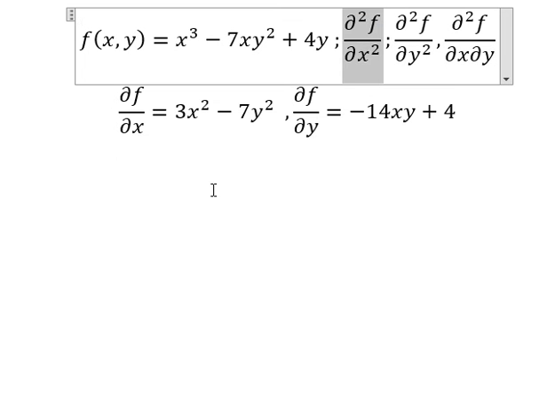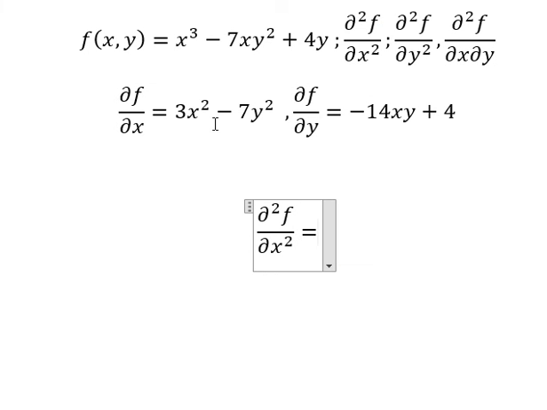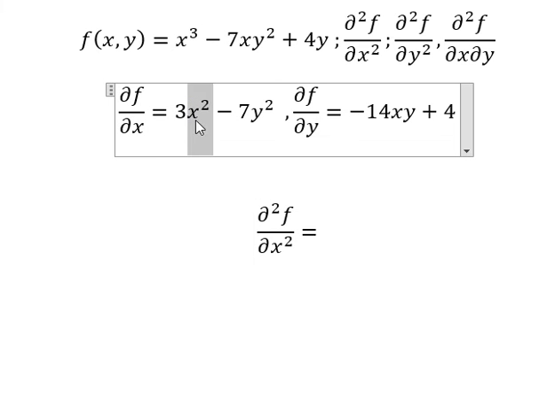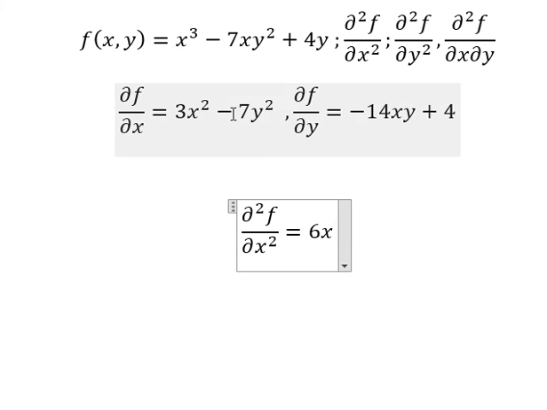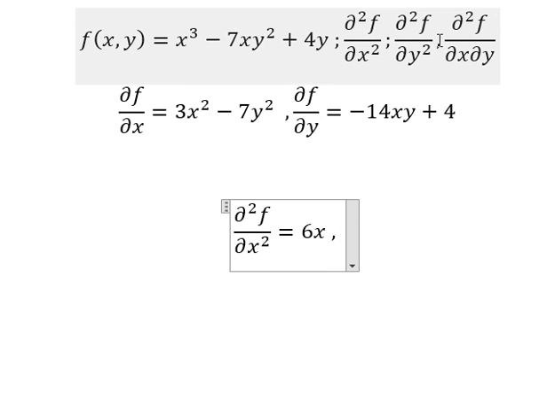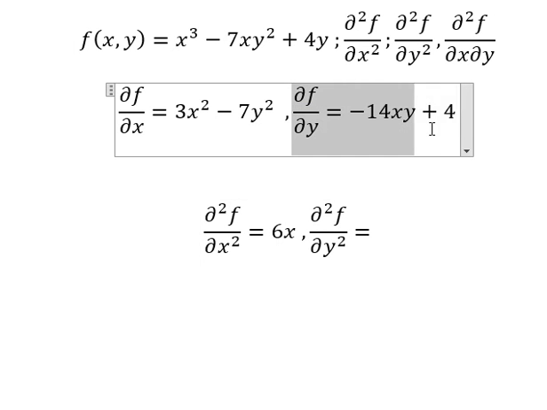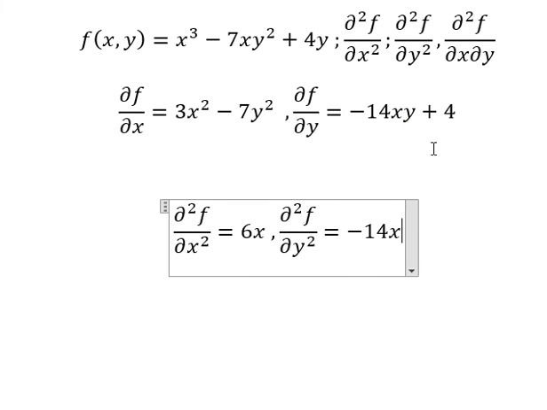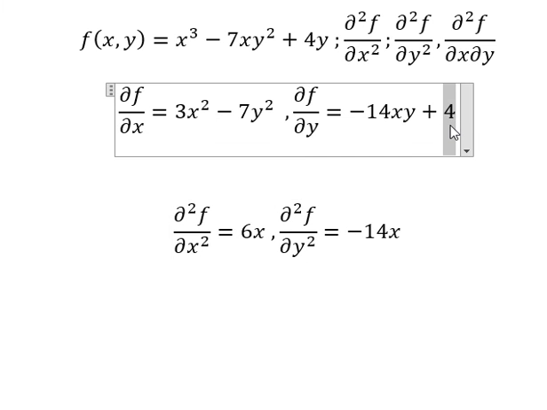Now let's go to this one. So we need to use this one. We have s squared, so we have 2s, 3 and 2 we have 6. This one we don't have s, so you got 0. Now let's go to the next one. So we need to use this one. So we have y in here, so we have number 1, and that is negative 14s. This one is a constant, so you got 0.